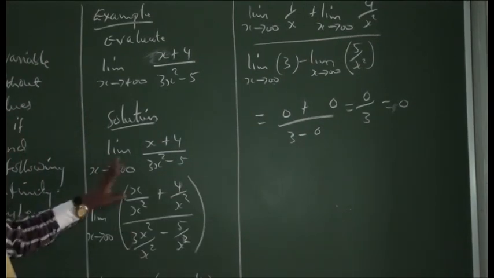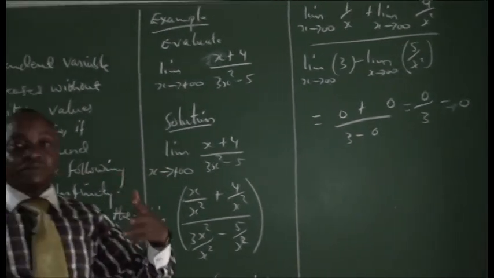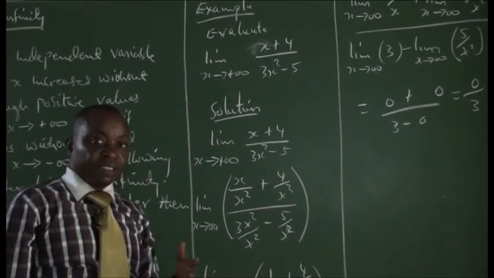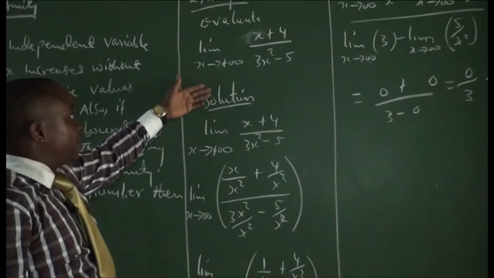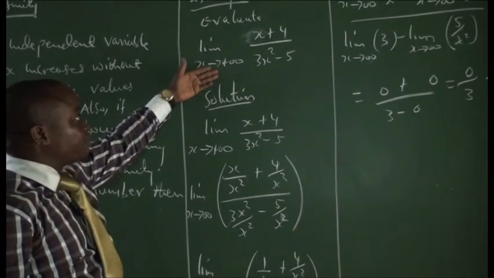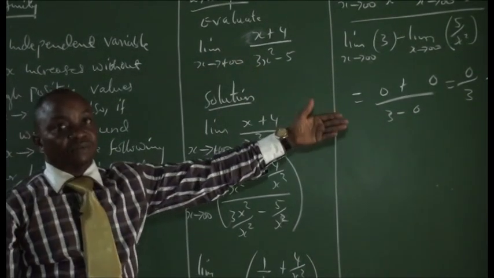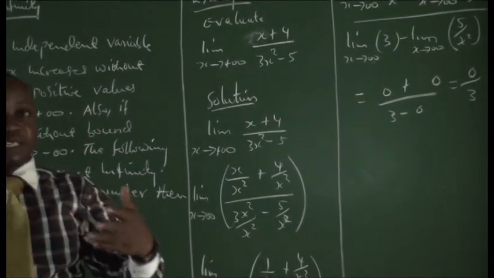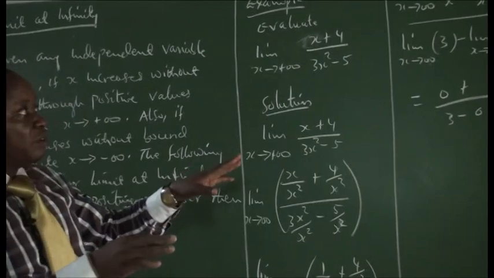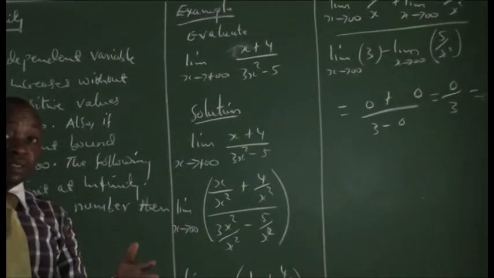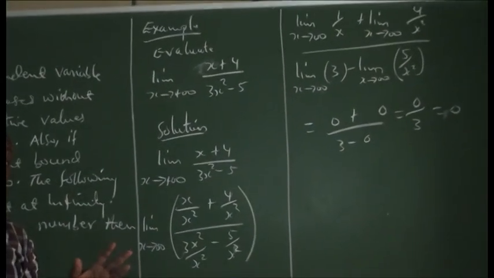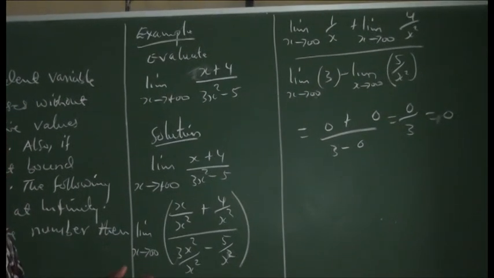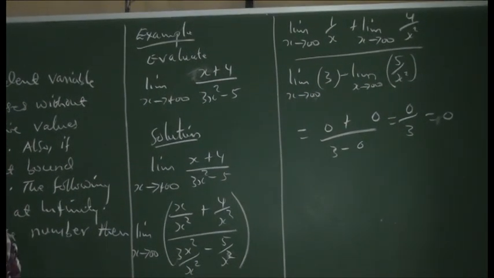This is how we evaluate limits at infinity. That is, limits where x approaches infinity. x does not approach a definite value. So you just divide by the highest power of the independent variable. It could be t, could be x, or whatever. Then you simplify it and take the limit.